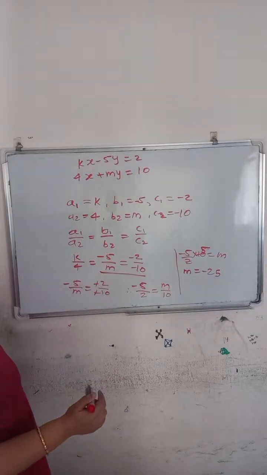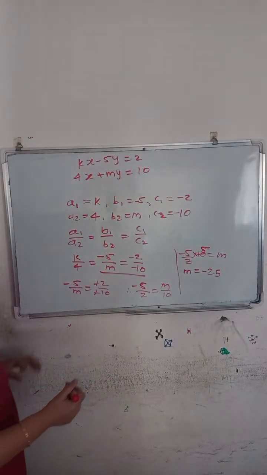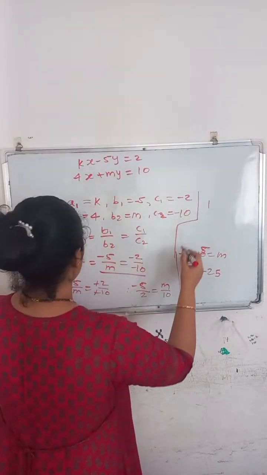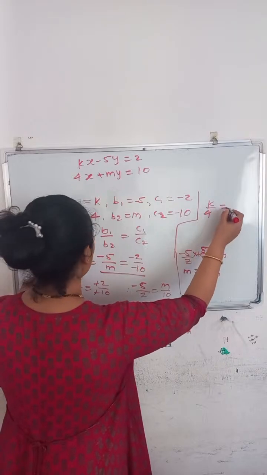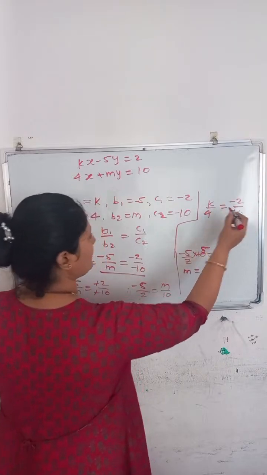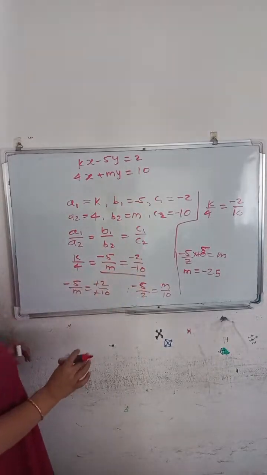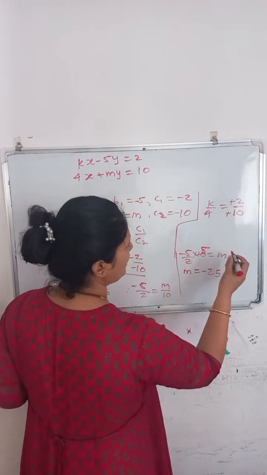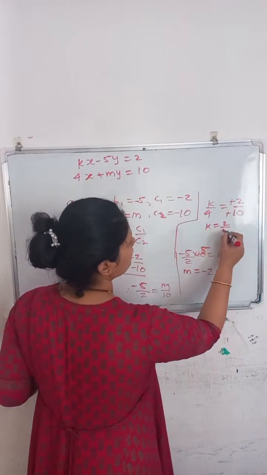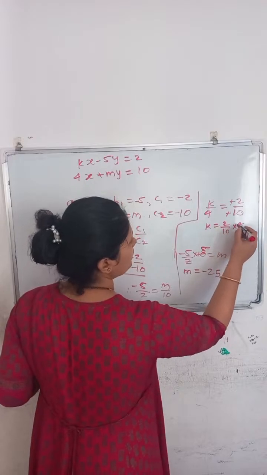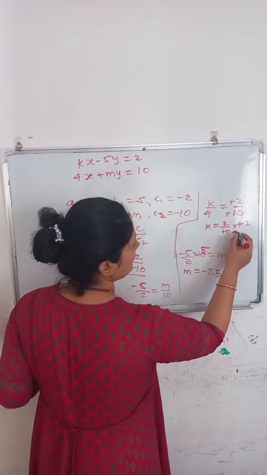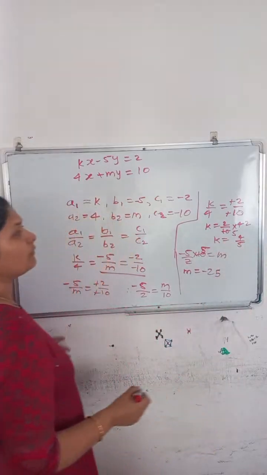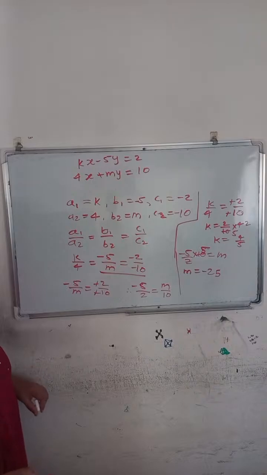Now they are asking the value for k also. So once you get m, you can write k by 4 equal to minus 2 by 10, taking this and this combination, you get the value for k. Minus and minus get cancelled, k is equal to 2 by 10 into 4. So here 2 2s are 4, 2 5s are 10, so you will get 4 by 5. Okay, I am getting k as 4 by 5 and m is minus 25.